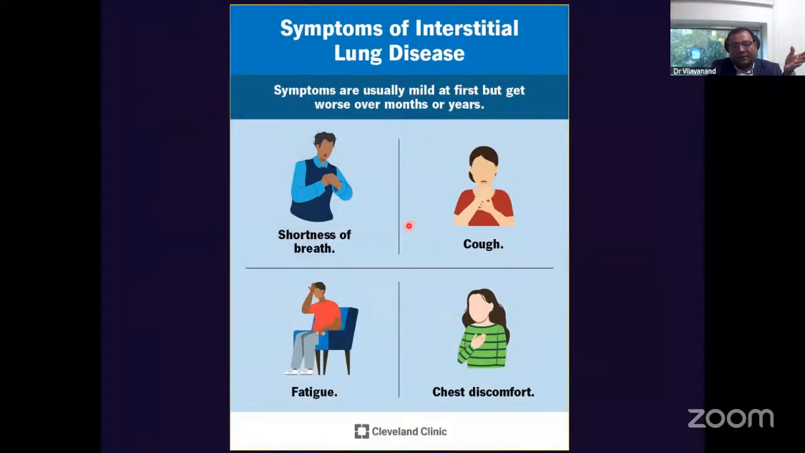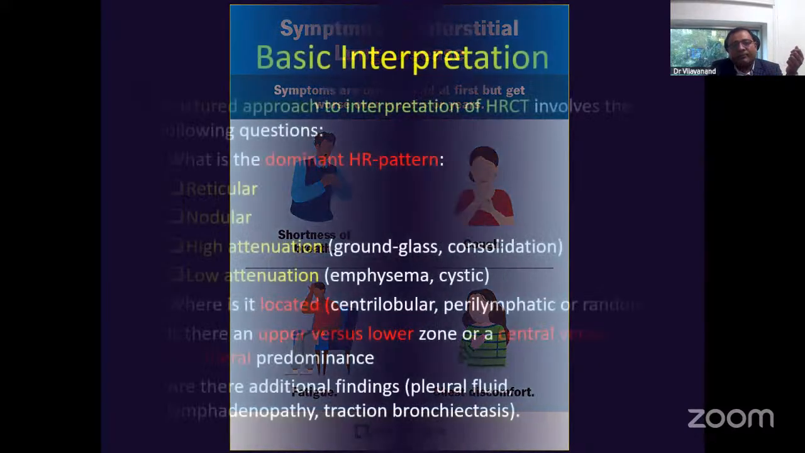So this is what I explained initially about the clinical symptoms. Patients come with shortness of breath, cough, fatigue, or chest discomfort because of decreased oxygen supplied into the systemic circulation, as a sufficient amount of oxygen doesn't come into the systemic circulation because of decreased lung expansion.